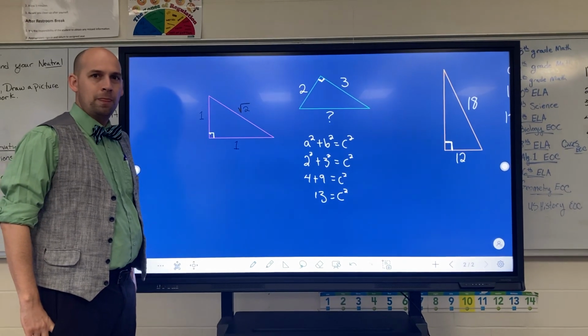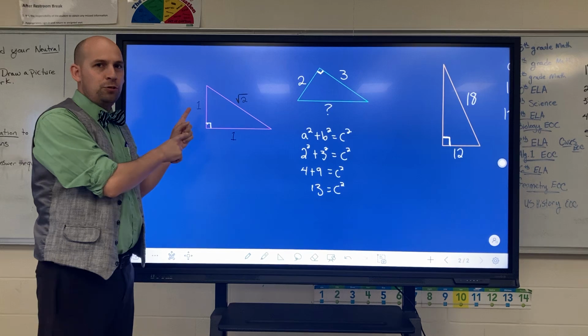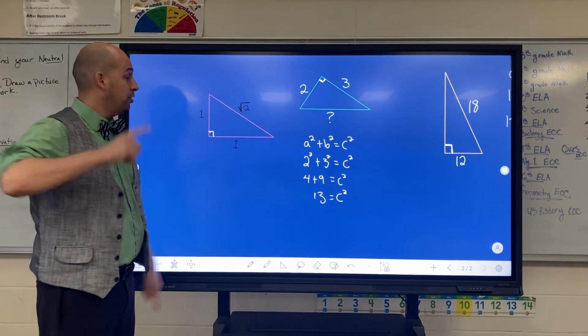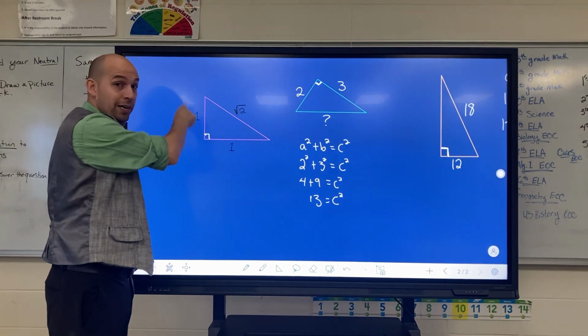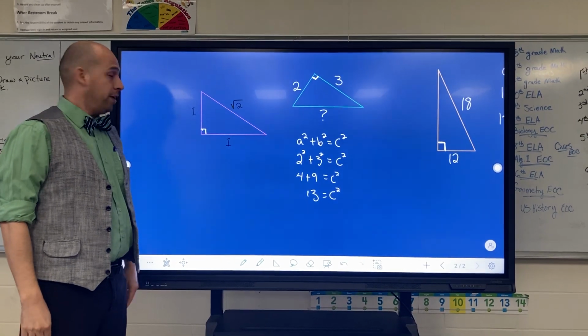Okay, welcome. So today we're going to be working with triangles. Not just triangles, just the right kind. These right kind. It's the right kind because it's got the right angle. All right, we'll work on that.